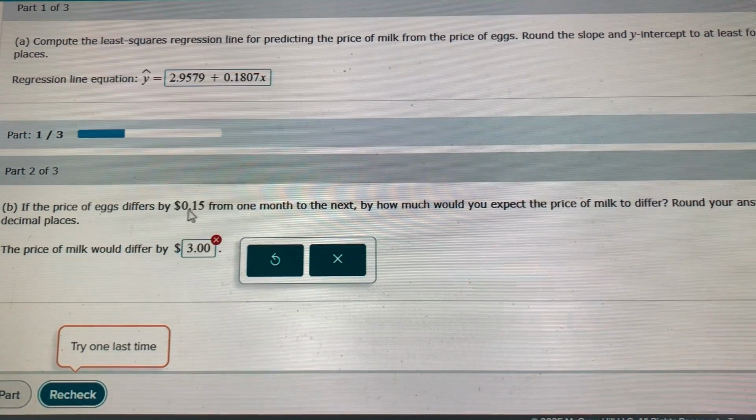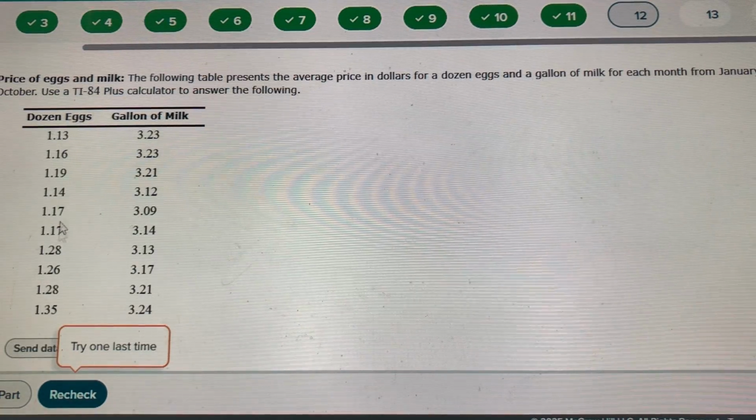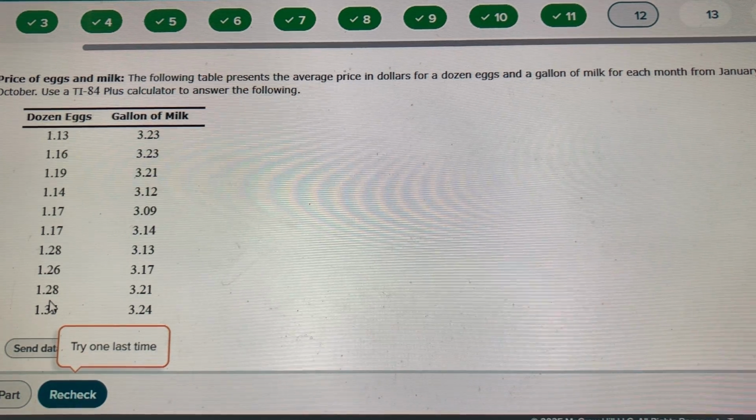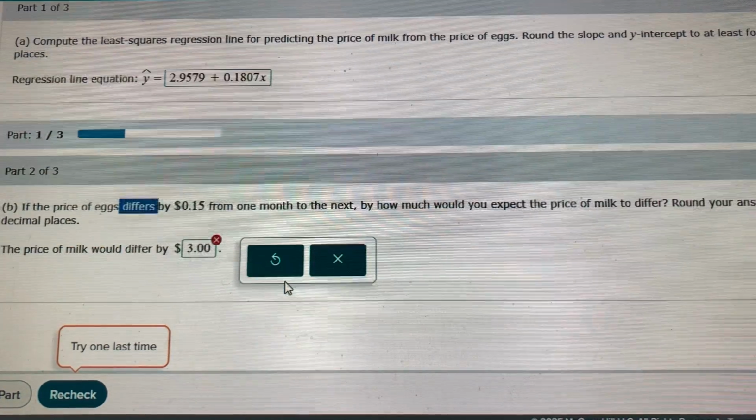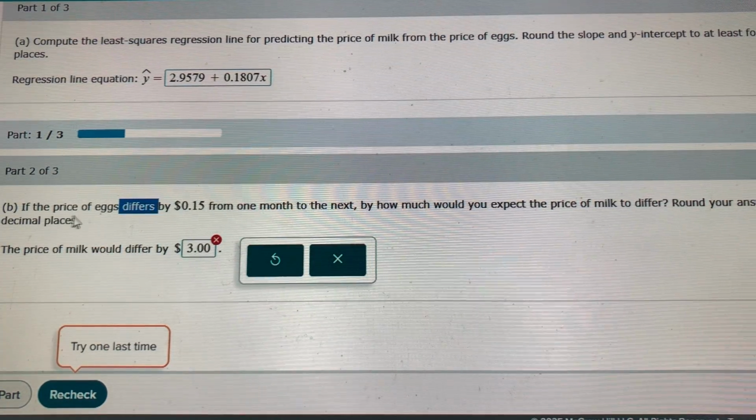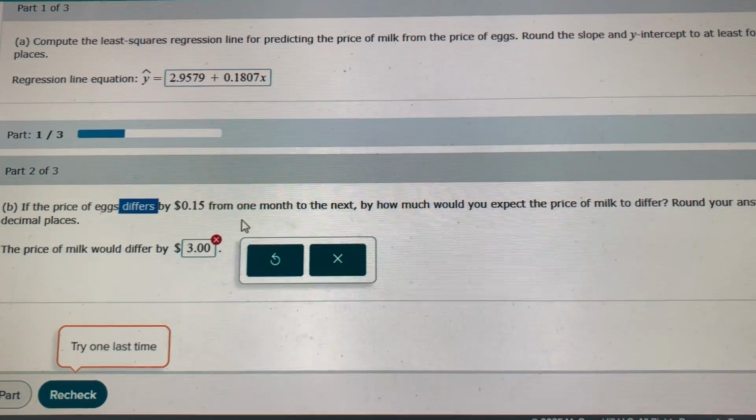The reason it's not 15 is because it's saying differs. That's the difference here. See how these prices are not 15 cents? The eggs never cost 15 cents. So what they mean by differs is what's troubling me right now. If the price of eggs differs by... that means it could go up or down that much.